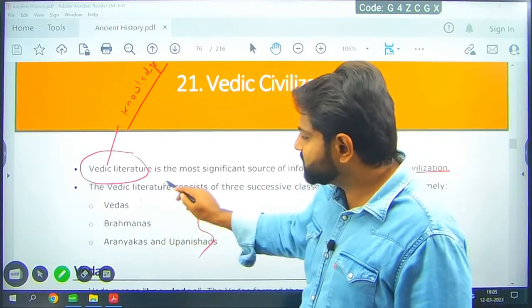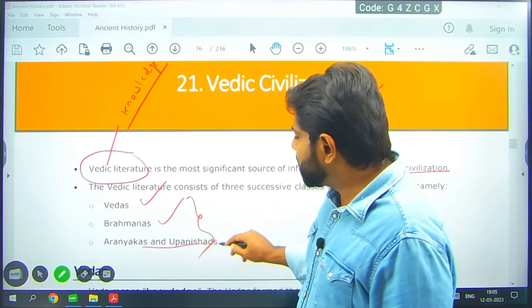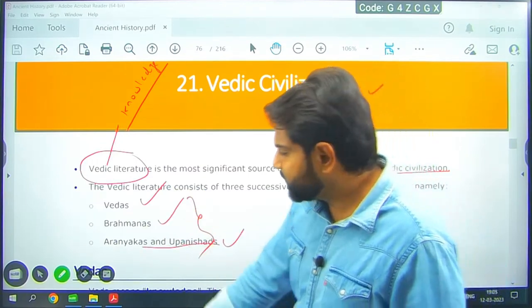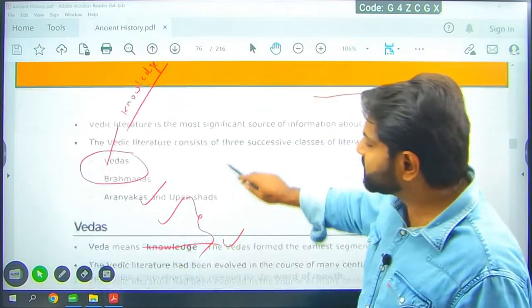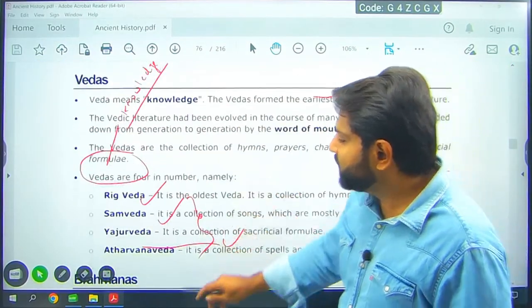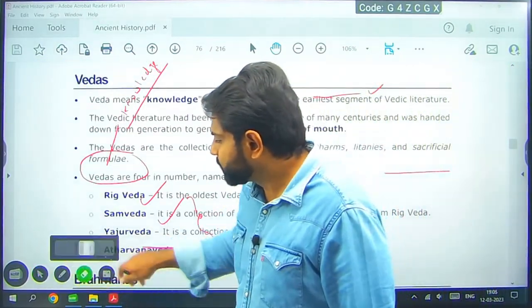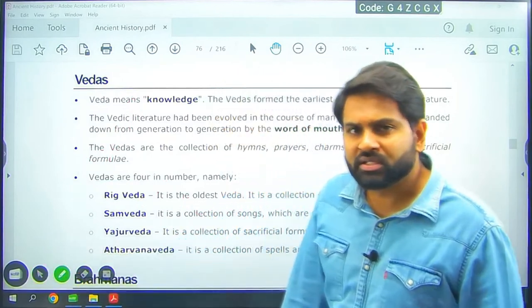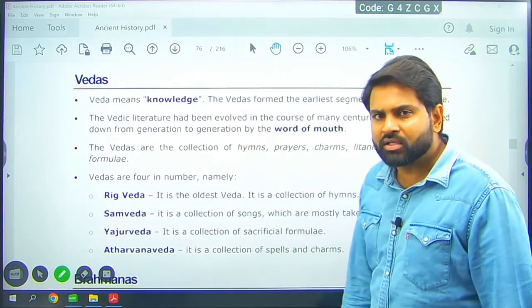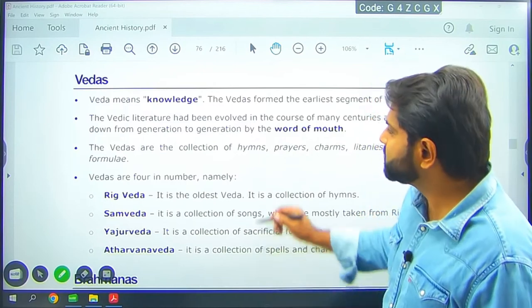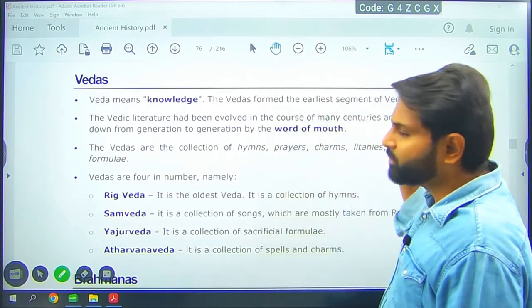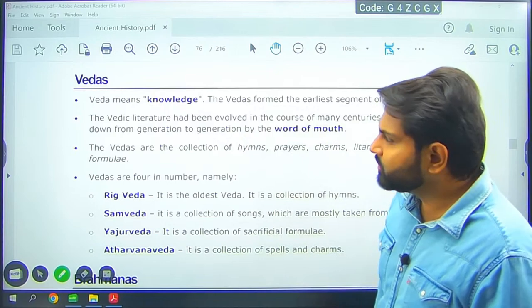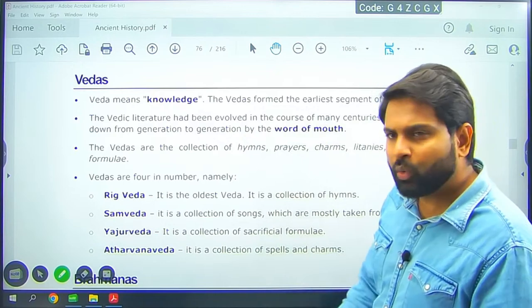The Vedic scriptures, Vedas, Brahmanas, Aranyakas and Upanishads, are the different literary works through which we understand the Vedic civilization. Vedas, what are Vedas? The word literally means knowledge. These are the earliest segment of Vedic literature. In Vedic literature, Vedas are a very important core part.